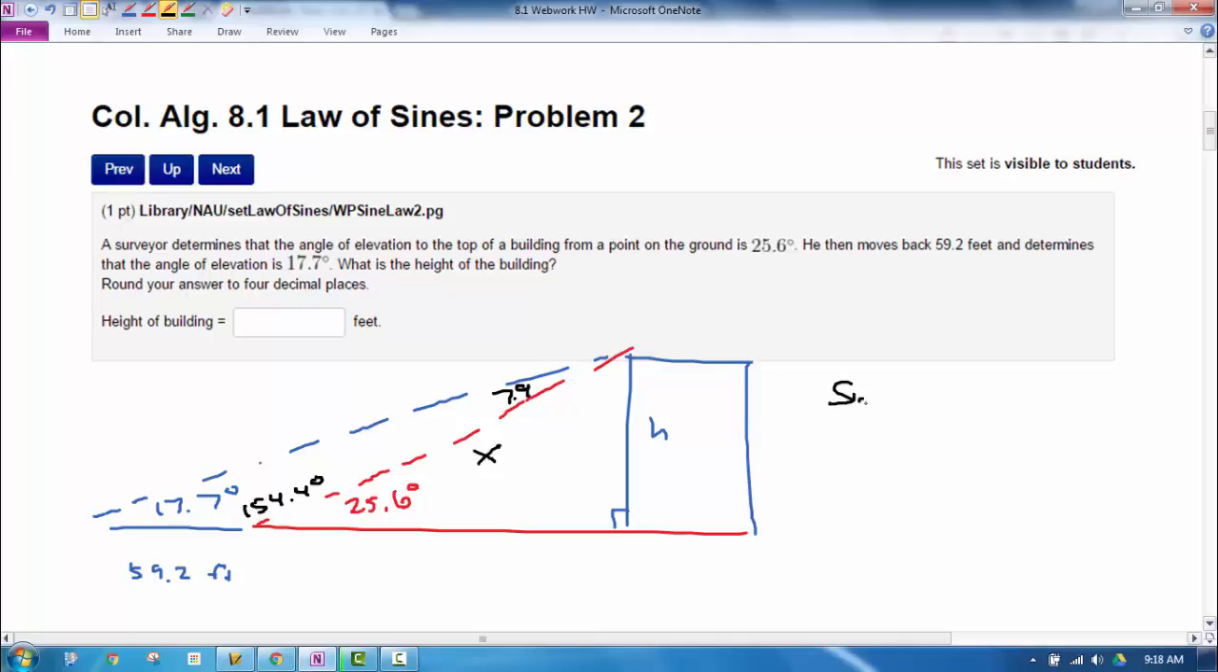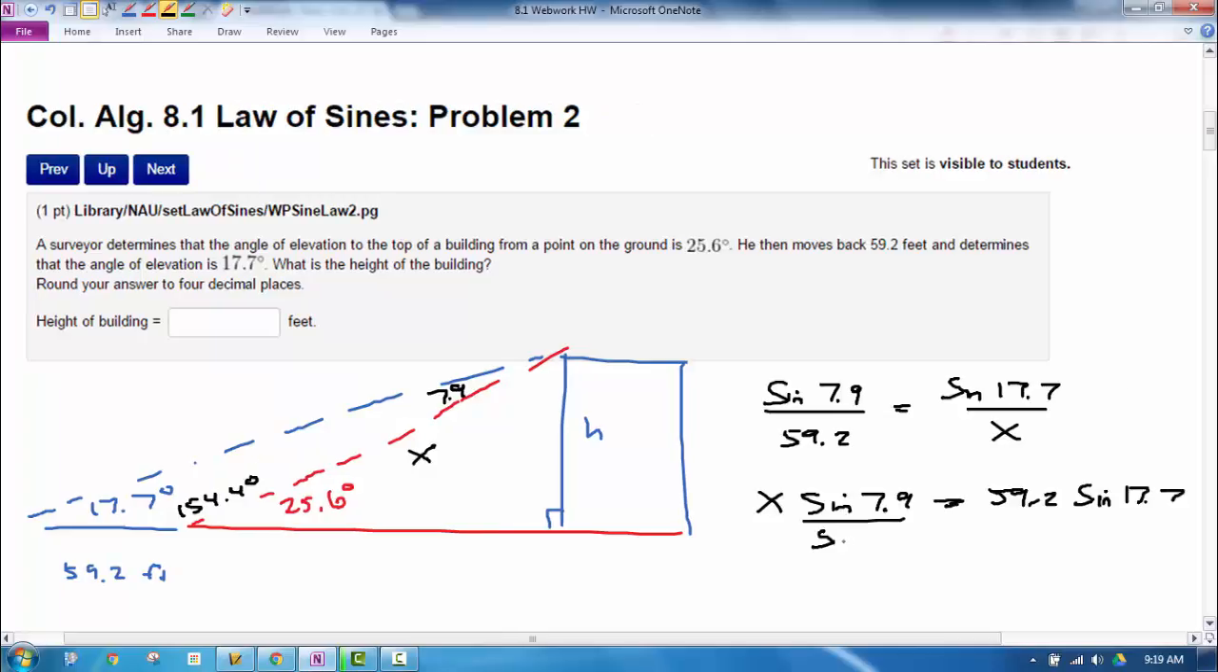Then I'll use the law of sines on this triangle. So I'll do the sine of 7.9 over its opposite side, 59.2, is equal to the sine of 17.7 over its opposite side, x. So I'm going to cross multiply and solve for x now. I end up with x times the sine of 7.9 equals 59.2 times the sine of 17.7, and now I'll divide both sides by this. That gives me 130.95.